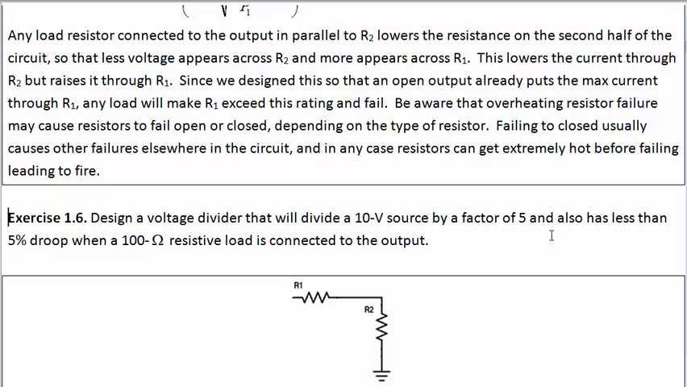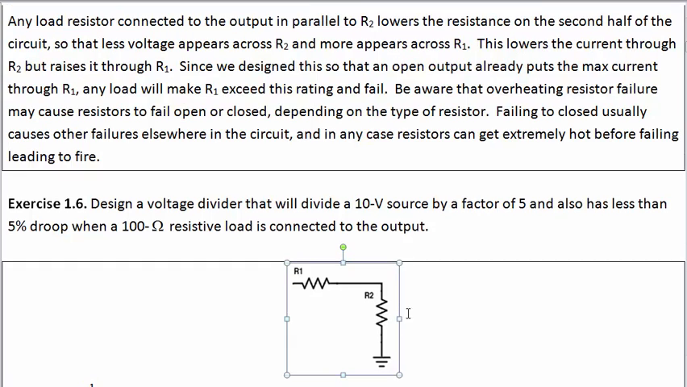So basically, we've got two constraints here. We need it to divide the 10-volt source by a factor of 5, which means that we need the ratio of these two resistors to be 1 to 4, so that the ratio of this to the sum is 1 to 5. And the harder part is to figure out the size of the resistors, so that when we connect a 100 ohm resistor here, the output doesn't drop too much. Okay, give it a shot. Moving on to the solution.